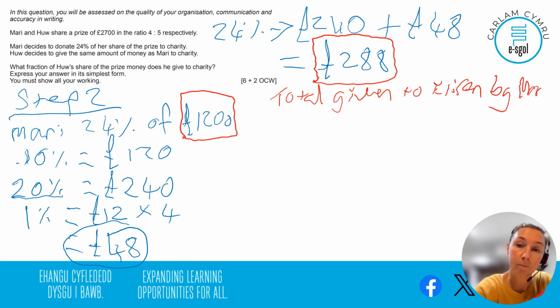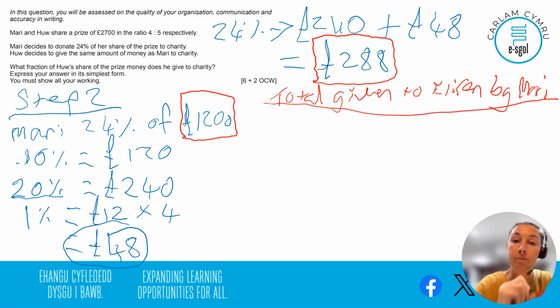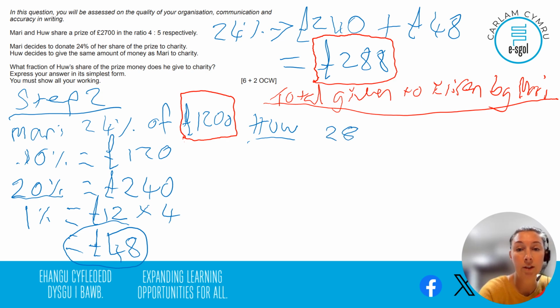By Mary. You do just need to write that little sentence down. So lastly now we're going to work out how much Hugh gave. So if I write Hugh here, so Hugh's total, what we know, is 288, it's 24%, over 1500. Sorry, that looks like a 1. That shouldn't be there.